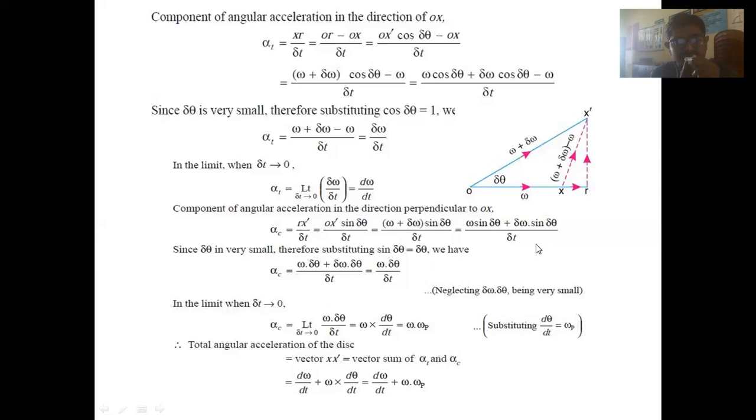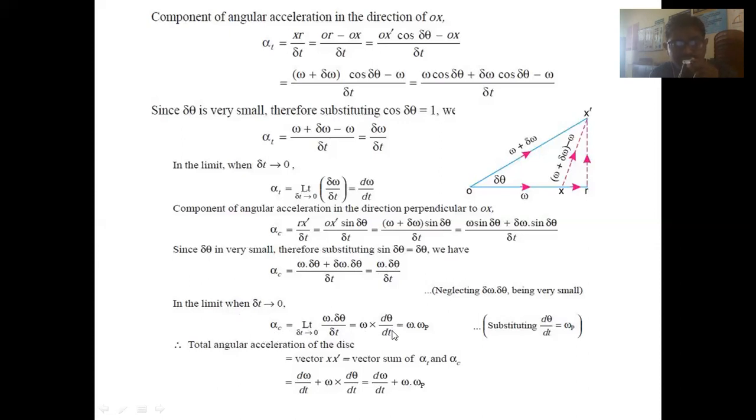Now, whenever the angle delta theta is very, very small, if I substitute sine delta theta is equal to delta theta, then I'll get alpha c is equal to omega delta theta plus delta omega into delta theta by delta t. And delta omega is a small value and delta theta is also a very small value. So the multiplication of these two will give a very, very small value, so I can neglect it. Neglecting it, I get alpha c is equal to omega into delta theta by delta t. If I apply the limit, then limit delta t tends to 0, alpha c is equal to limit delta t tends to 0, omega delta theta by delta t, that is equal to omega d theta by dt.